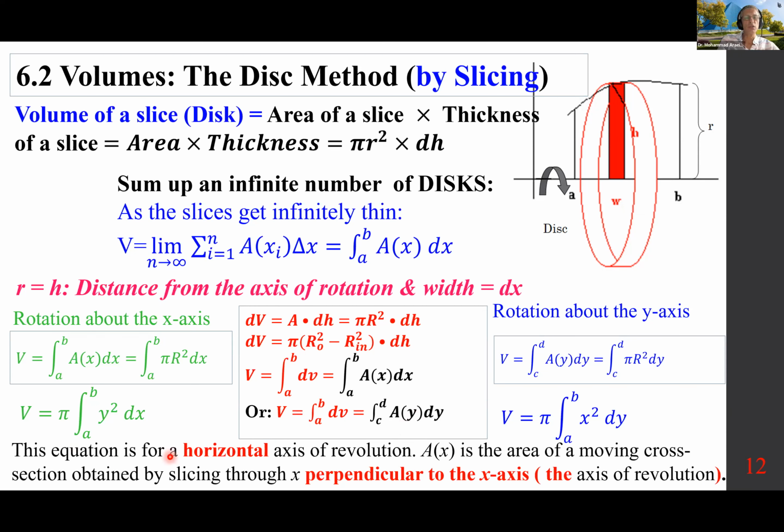So this equation is for a horizontal axis of revolution. A of x is the area of a moving cross-section obtained by slicing through x perpendicular to the x-axis, or the axis of revolution. We're looking at this concept, perpendicular to the x-axis. So I want to pay attention to that concept.